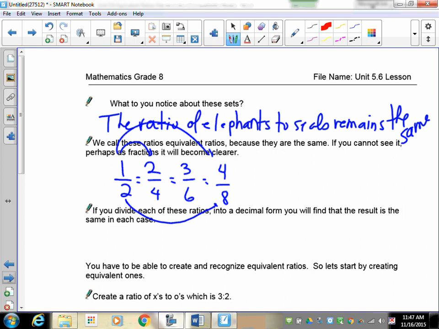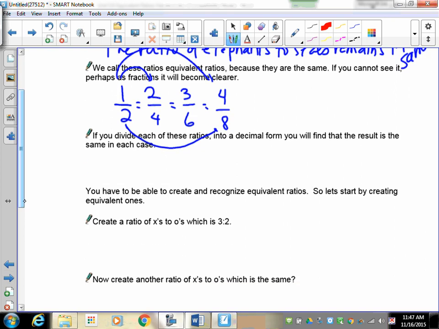Now, if they're equivalent fractions, that means they also have to be equivalent decimals. So 1 divided by 2 is 0.5. 2 divided by 4 is 0.5. 3 divided by 6 is 0.5. And of course, 4 divided by 8 is 0.5. So not only are the ratios the same, the fractions are the same, and the decimals are the same. So you have to be able to create and recognize equivalent ratios.